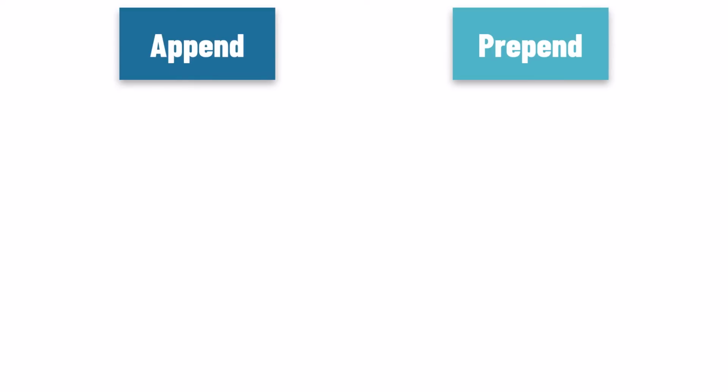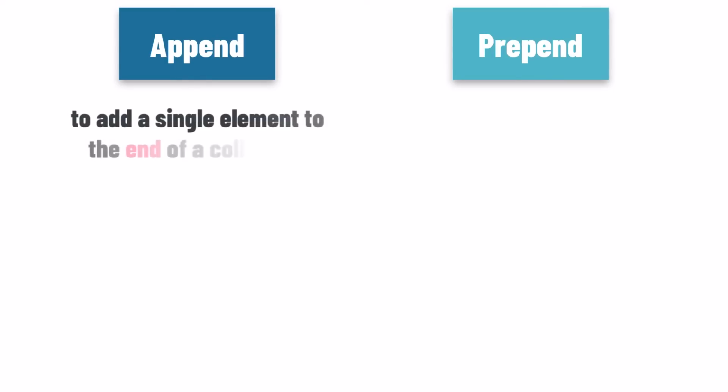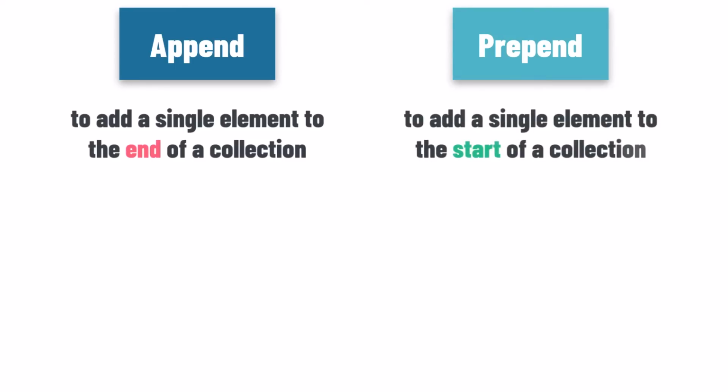The append method in LINQ allows you to add a single element to the end of a collection. Prepend is the sibling of append. Instead of adding an item to the end, prepend adds an item to the start of a collection. Each method has only one overload as follows.